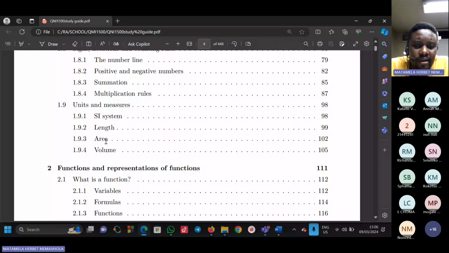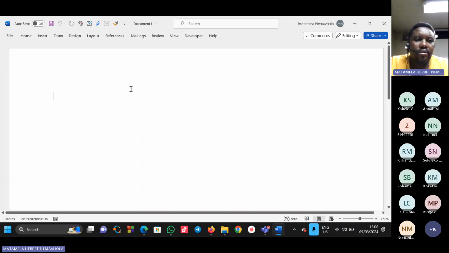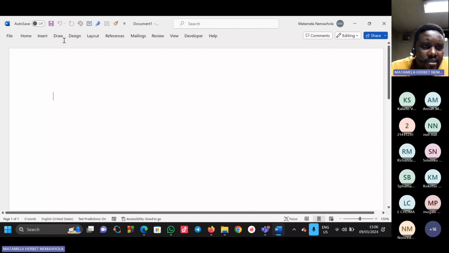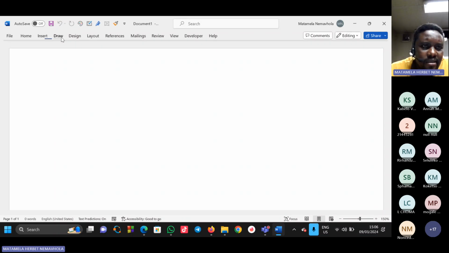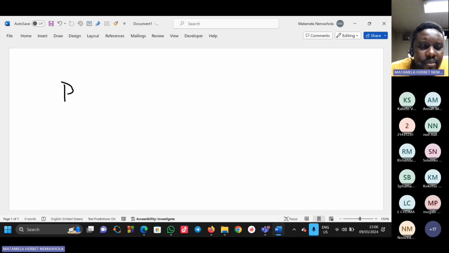We're going to start with the area. So what is an area? In mathematics, we have different types of shapes, and some of the shapes are named. But before we go to the area, let's start with something called a perimeter. So what is a perimeter?